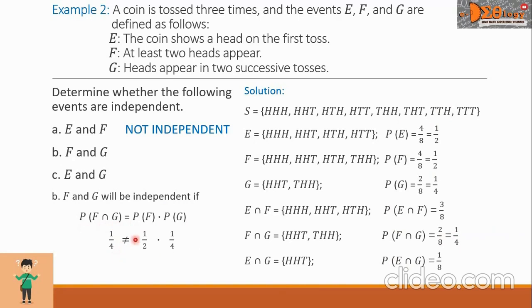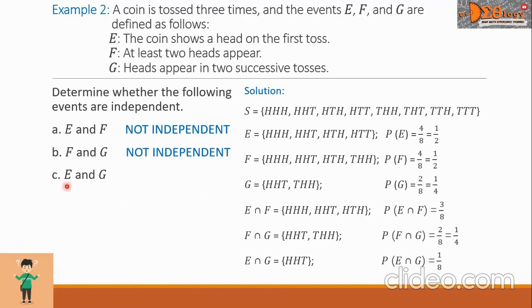and this is not equal to the P of F, and that is 1/2, times the P of G is 1/4. So when we get this product, it will have the 1/8, which is not equal to 1/4. So we may say now that this F and G again are not independent. Let us write our remarks opposite letter B.